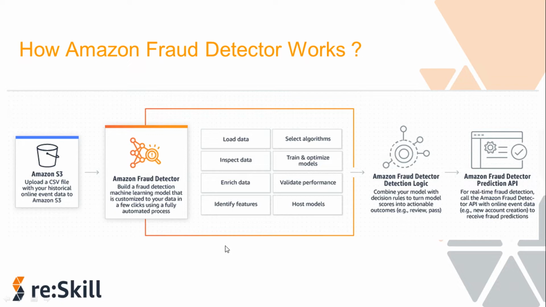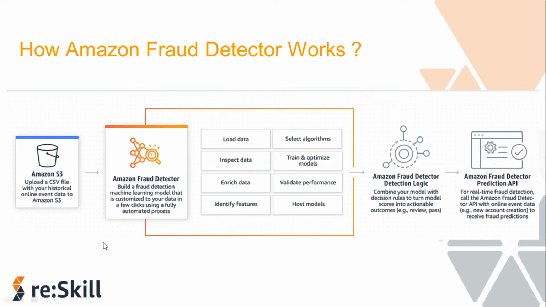And at the final stage of the process, you set up the decision logic to interpret your model score and assign outcomes such as pass, or send the transaction to a human investigator for some review. And you can use the AWS console to create and manage models and detector versions. And also there's an option to use the AWS CLI or the SDKs for Amazon Fraud Detector to build all this.